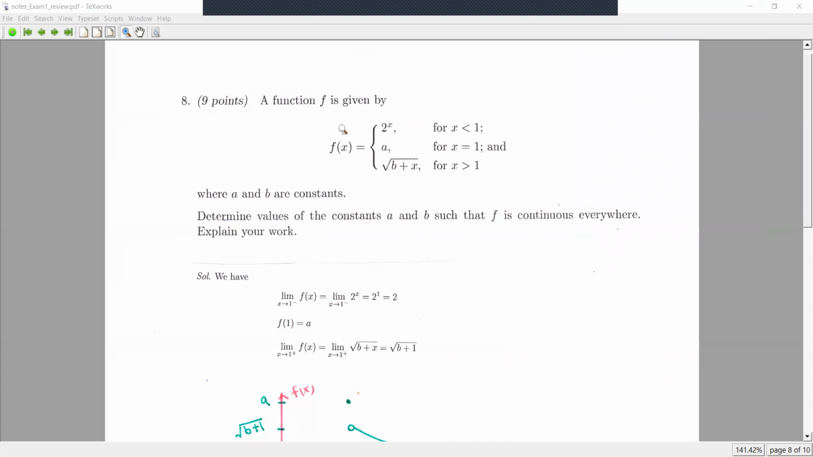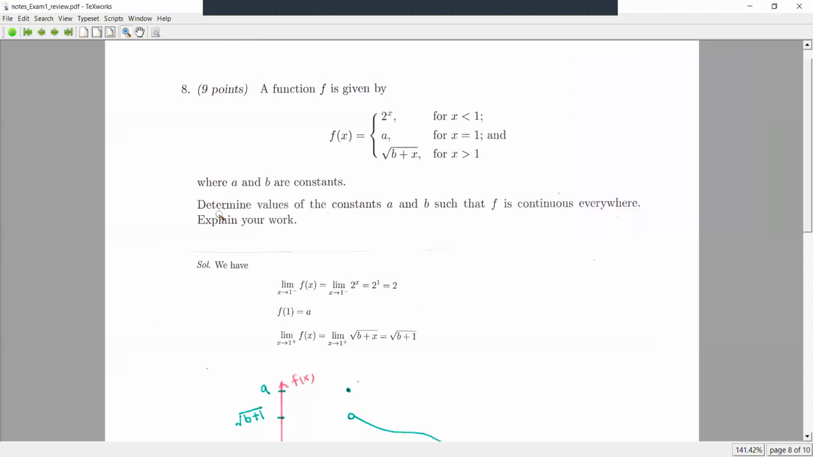So to make the function f continuous everywhere, we just need to focus on the point x equals 1. If we can choose a and b so that the function f is continuous at the point 1, then the function is continuous everywhere.